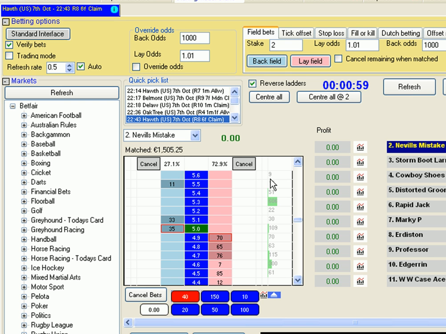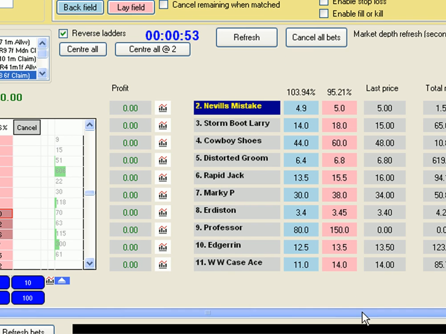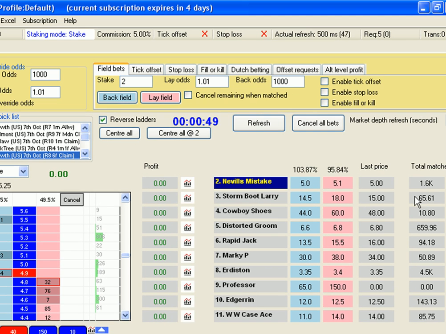And over here in the corner we have the amount of money that's matched so far. So if we look over here at all the runners and riders that are racing in this one, you can see that the money being matched here is 1.8k on the horse that we're looking at the moment, which is Neville's Mistake. But as you go down here, we can see 4.9k, the most amount of money being matched, on Erdeston.